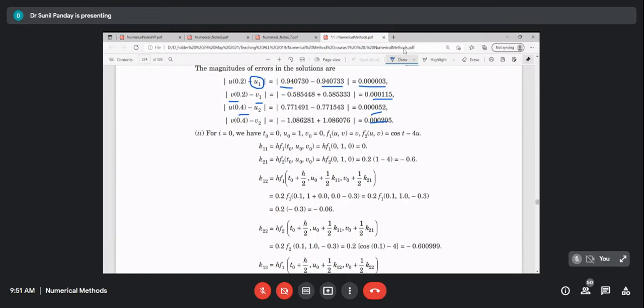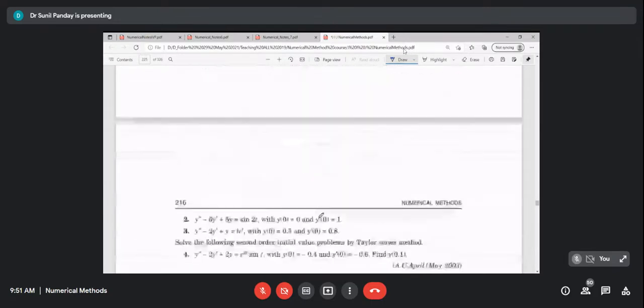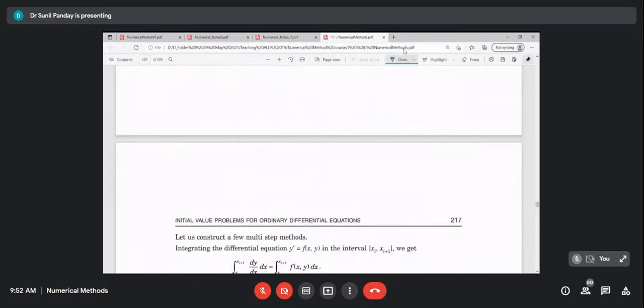So I am stopping here. Tomorrow we will discuss the multi-step method and the predictor and corrector method. This we will discuss in the next class.